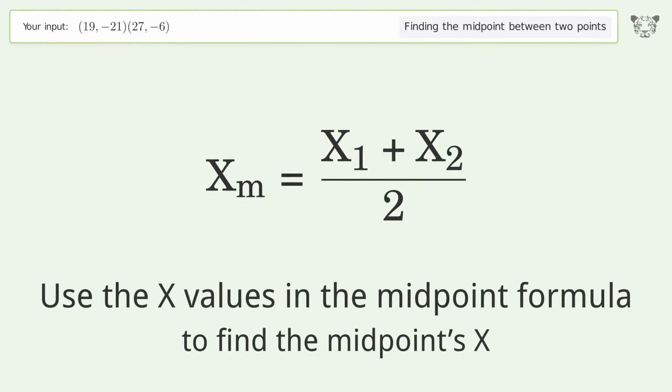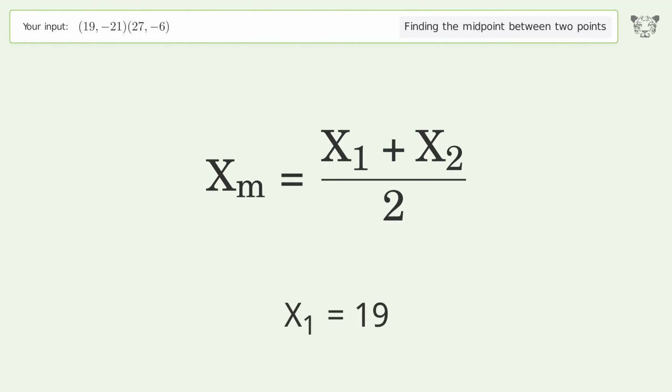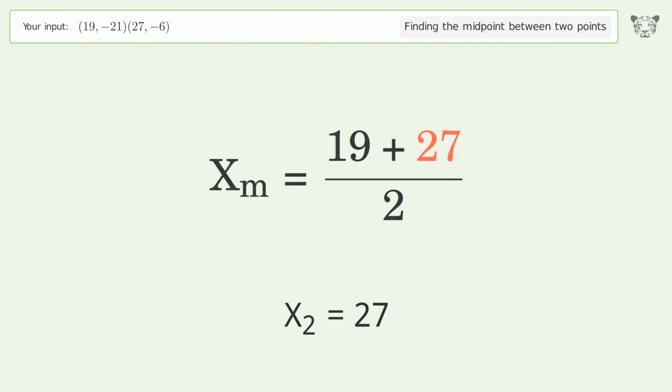Use the x values in the midpoint formula to find the midpoint's x. x1 equals 19. x2 equals 27. Simplify the arithmetic.